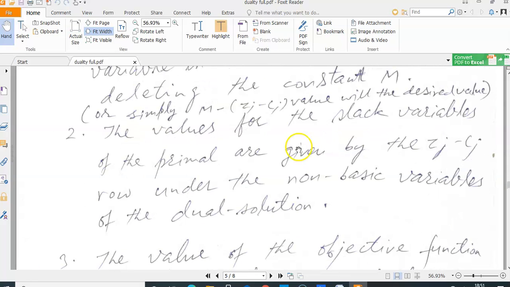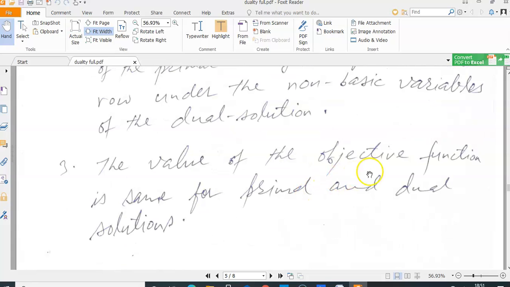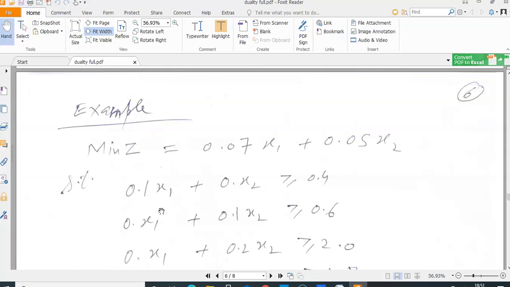Another is that the values for the slack variables of the primal are given by the Zj minus Cj row under the non-basic variables of the dual solution. The value of the objective function is the same for the primal and dual solutions. So this is the correspondence, and we will understand it with the help of an example. For example, this is the problem.